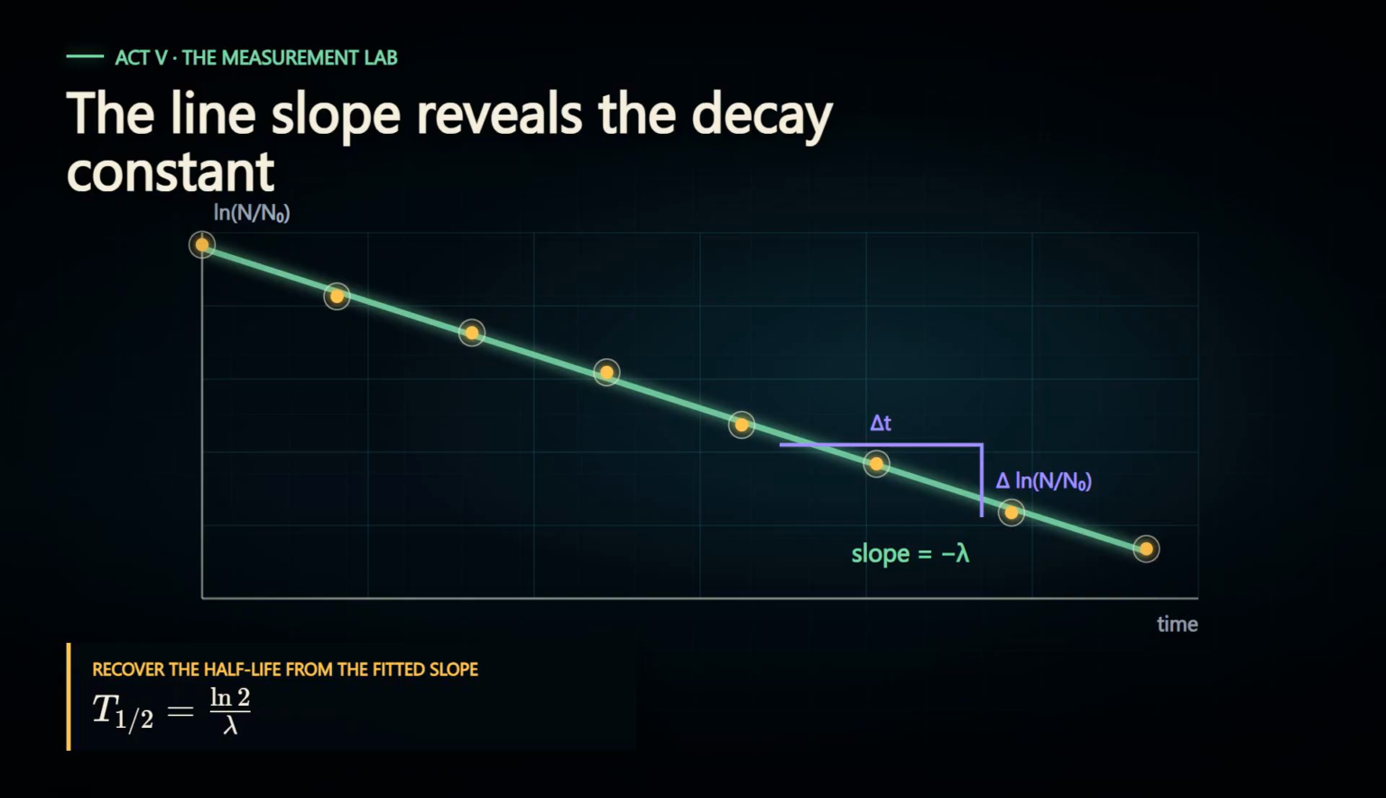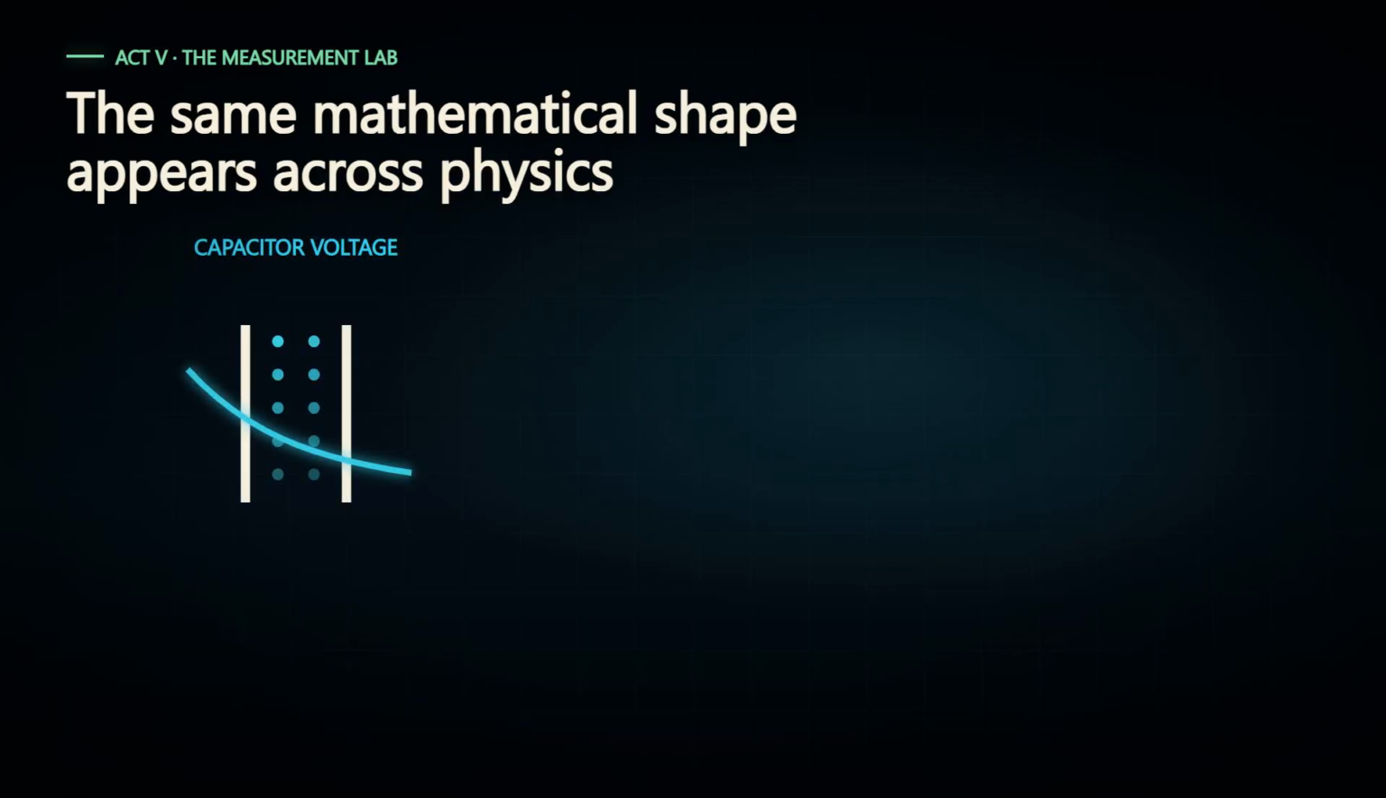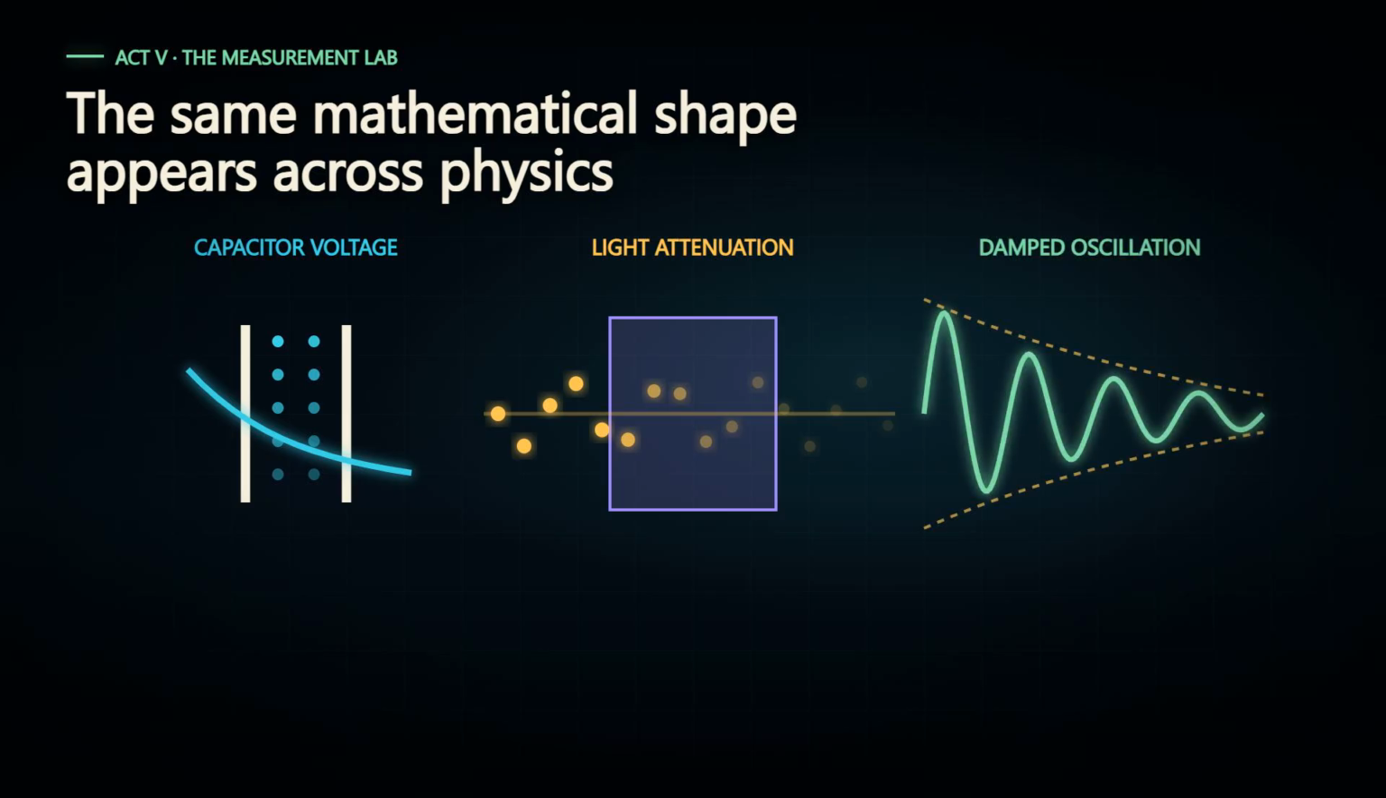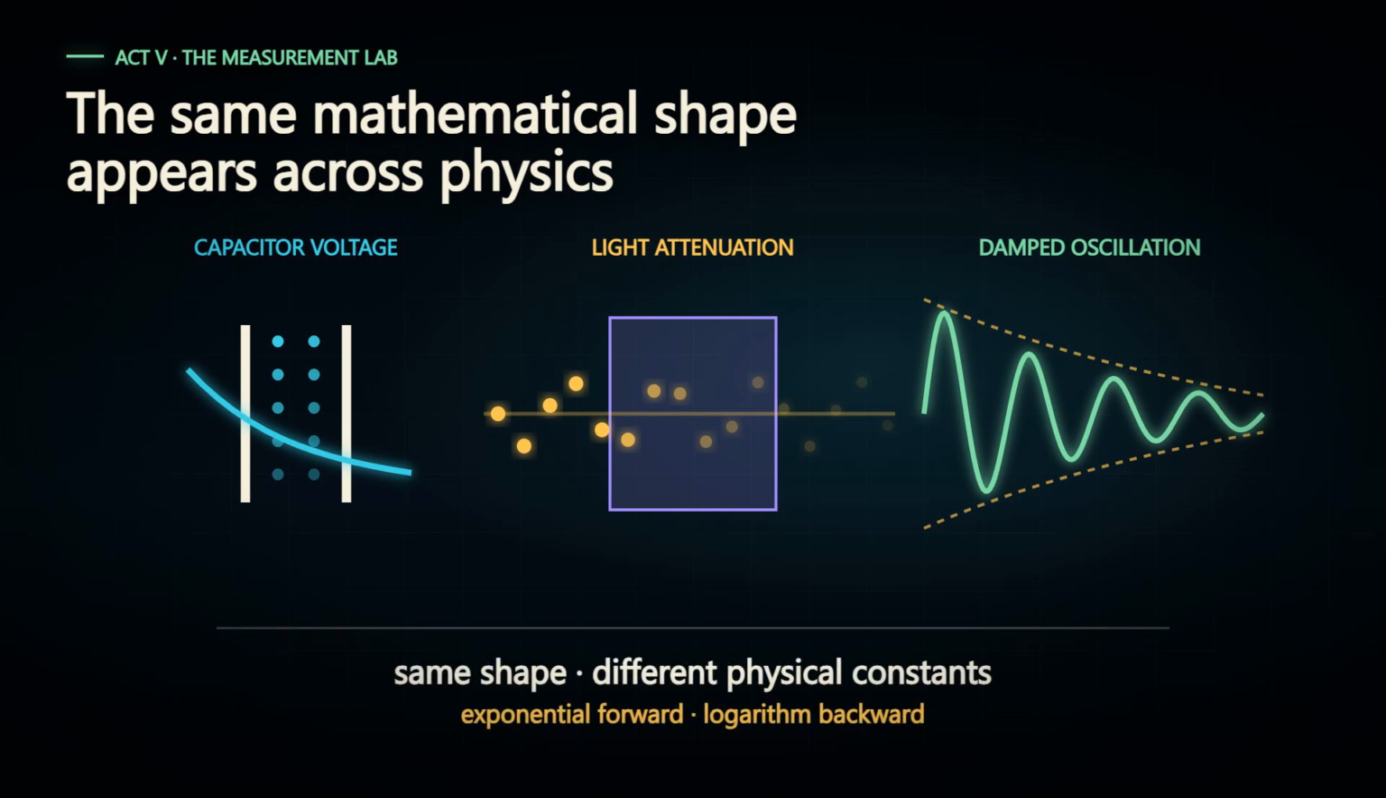The detector is only one member of a family. Voltage on a discharging capacitor falls exponentially. Light intensity fades through absorbing material. A damped oscillator carries an exponential envelope. Different mechanisms supply different constants and units, but the same exponential describes forward change, and the same logarithm reveals hidden time or distance.